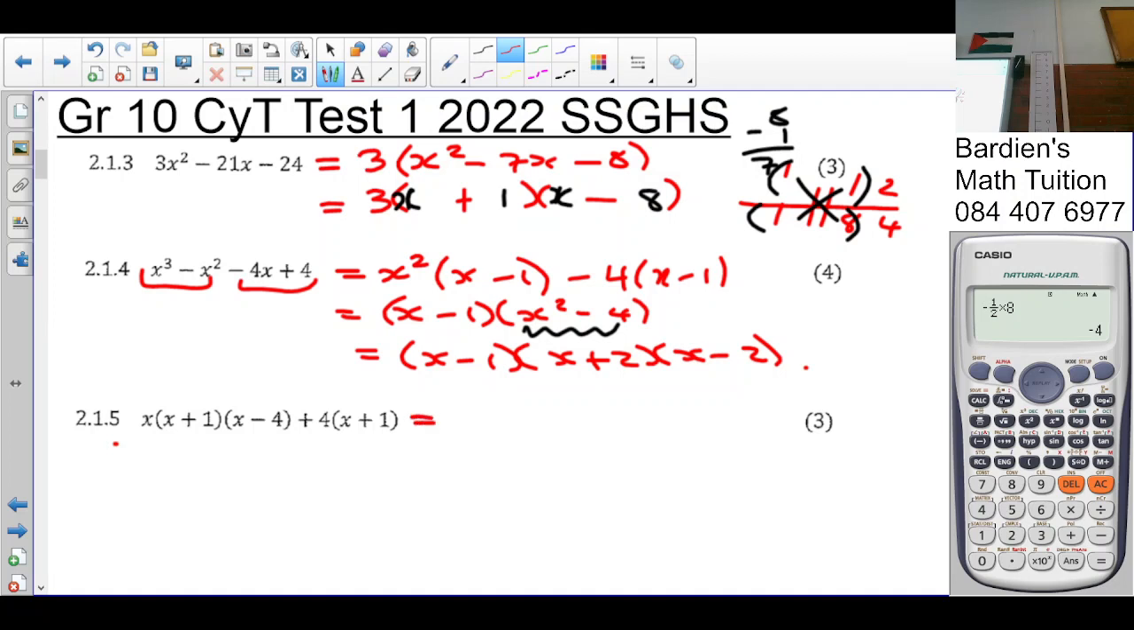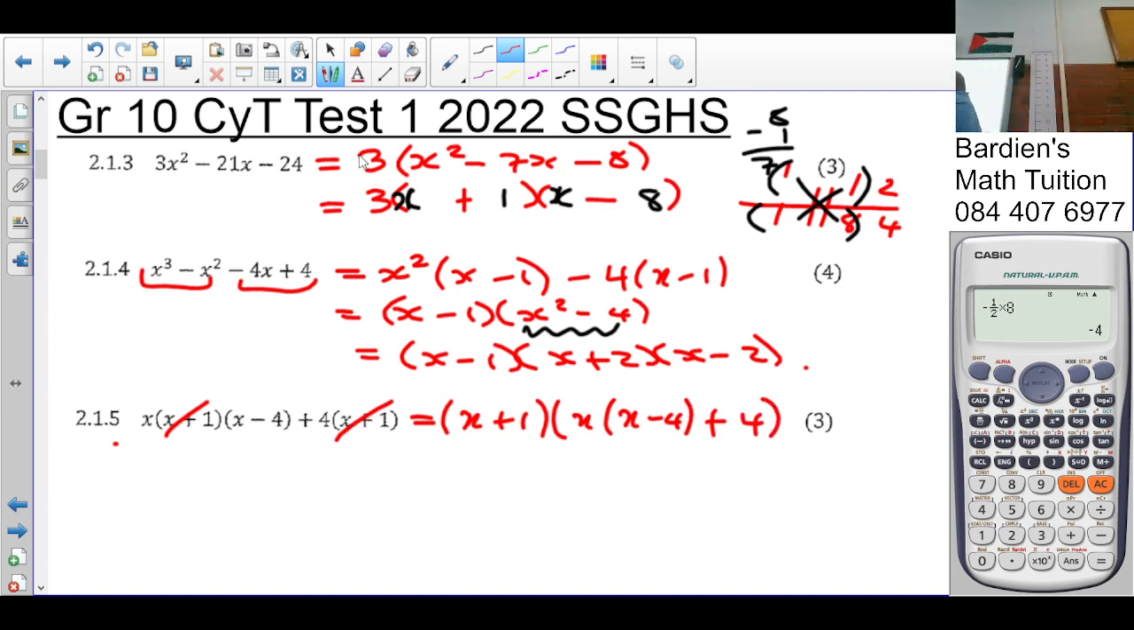Well, what can be done in 2.1.5? First step, we have a common bracket. And what is the value of the common bracket? X plus 1. You take x plus 1 out, what do we left with? X into x minus 4. Plus, if I take that out, what am I left with? 4.